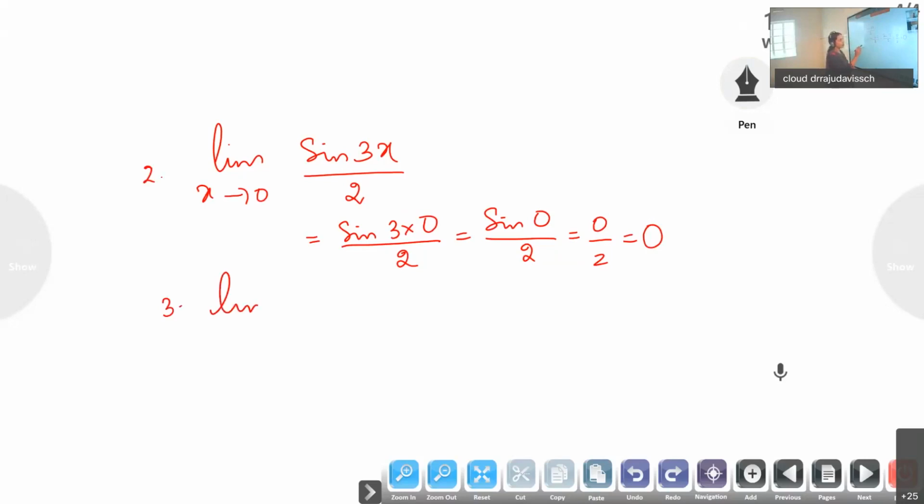Limit x tending to 0 of sine 3x by 2x. What's the answer? What will be the answer?